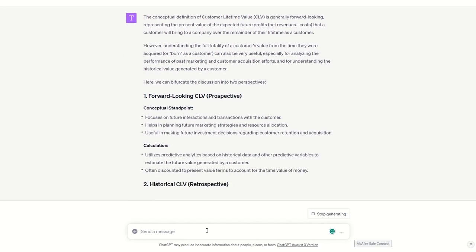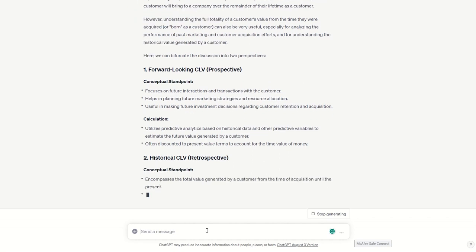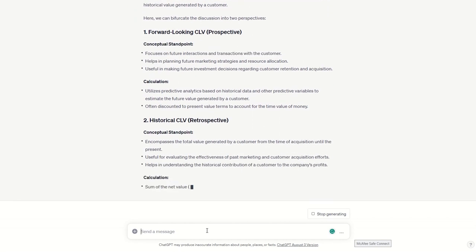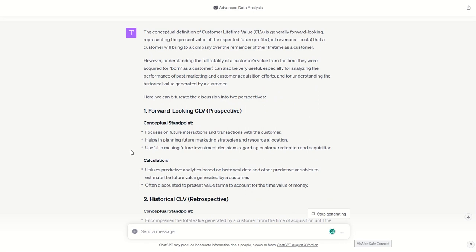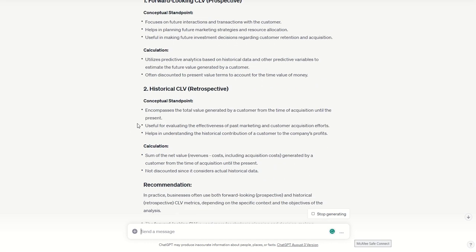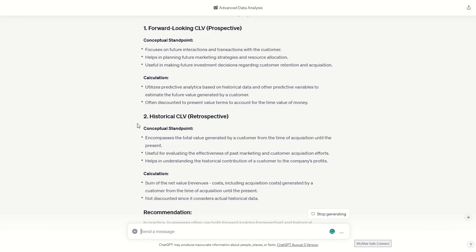This is reasonable. Again, I would say that the definition of CLV should be relative to when the customer was born, but at least it's breaking out different definitions of it. So yeah, it's saying that there's a forward-looking CLV and a historical CLV. Interesting.